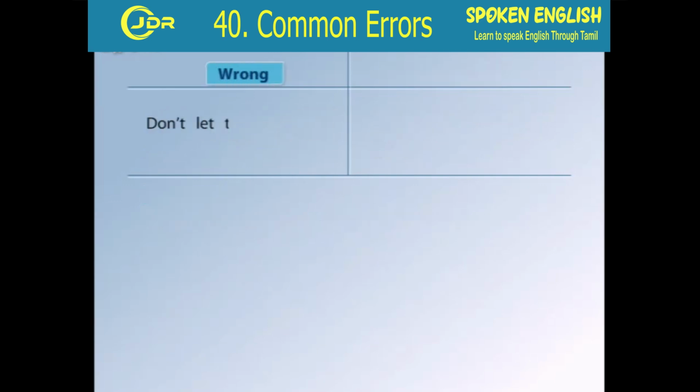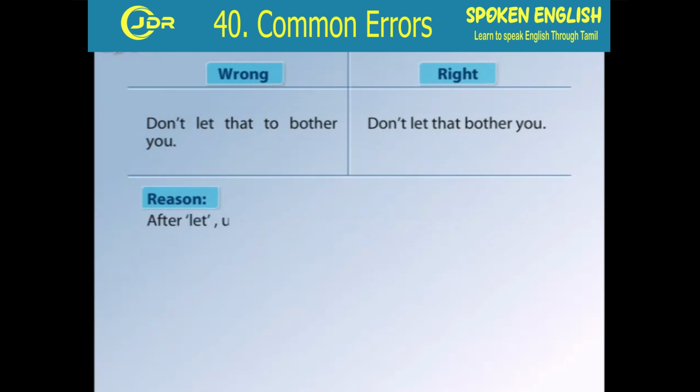Wrong. Don't let that to bother you. Right. Don't let that bother you. Reason. After let, use a present tense verb and not to plus verb.